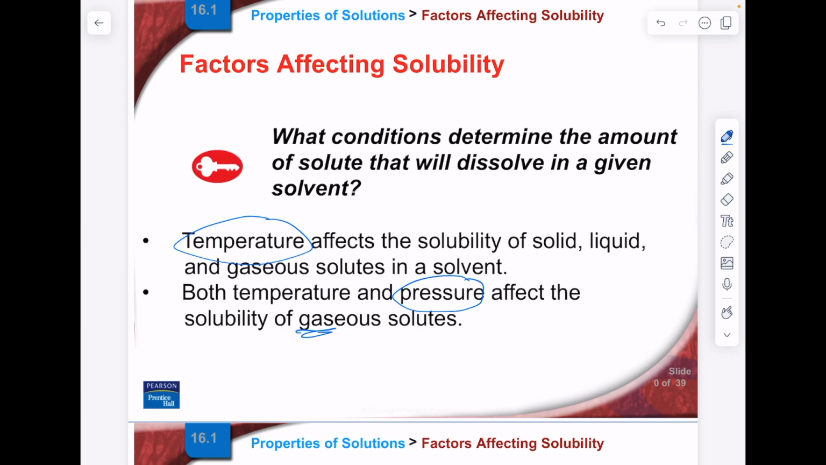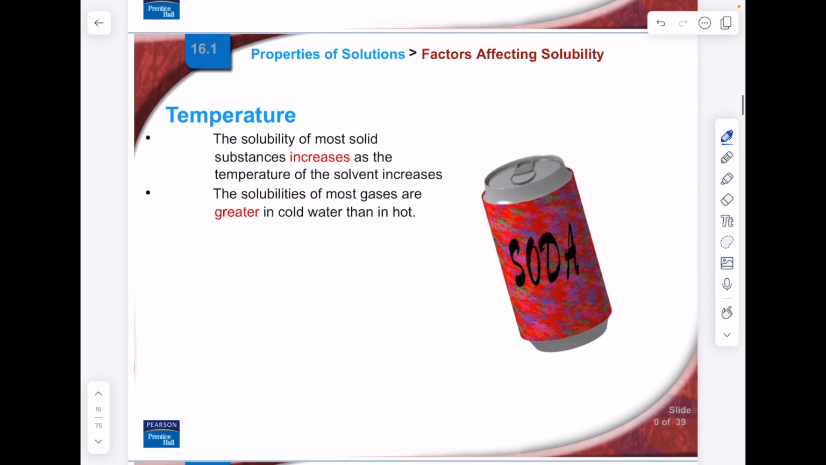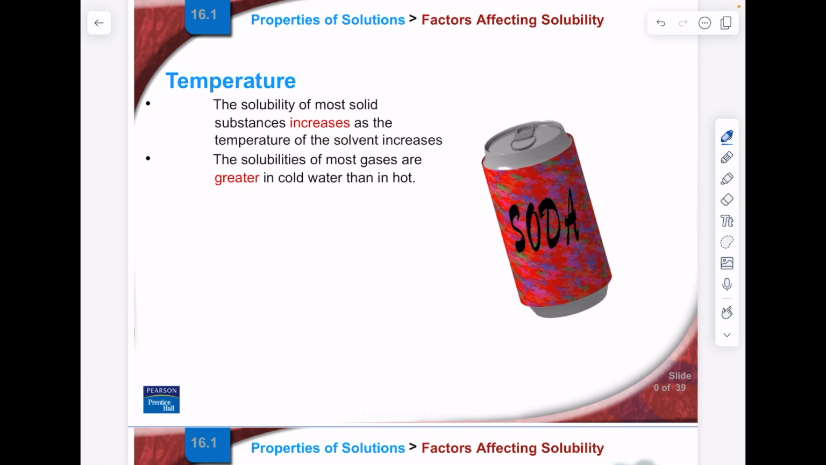Liquids and solids, for the most part, are not compressible, so pressure is not going to affect their solubility much at all. So if you think about a can of soda, you would all recognize that temperature is going to affect the gases that might be dissolved in it. Those gases are actually trapped in this head space up here. There's a little bit of space where you have gas under pressure.